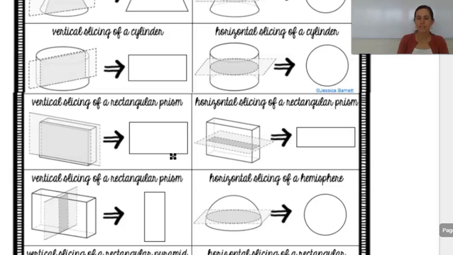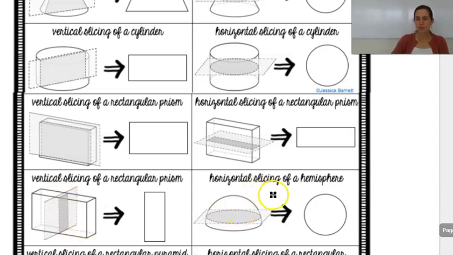If I cut it horizontally between the top and the bottom, then my cross section is also going to be that smaller rectangle that is parallel and congruent to the top and the bottom. If I cut it vertically in half, then it's going to be parallel to the front and the back. So it's going to be equal to the rectangle of the front and the back.